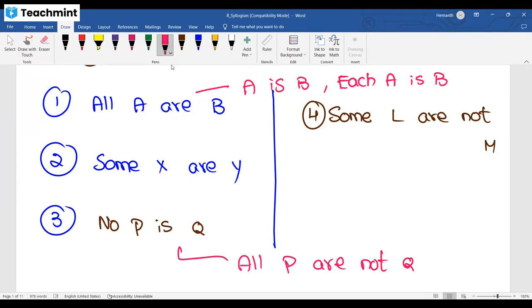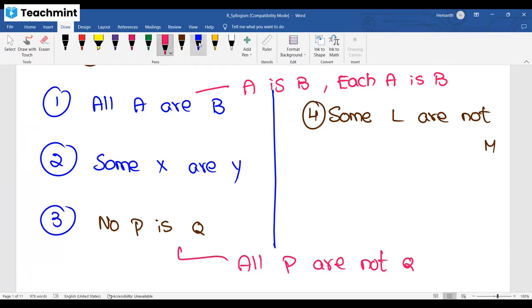To confuse, as people are able to solve this type of questions, they are giving some different type of statements to confuse people. So instead of all, they may mention each A is B, every A is B, which is nothing but all A are B only, right? No P is Q can also be given as all P are not Q. That's also one type of statement, right?